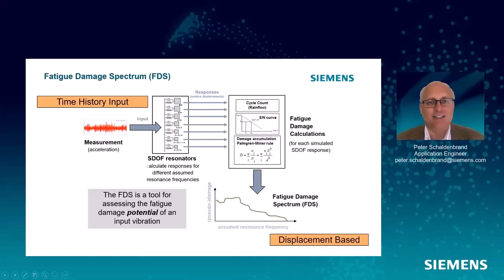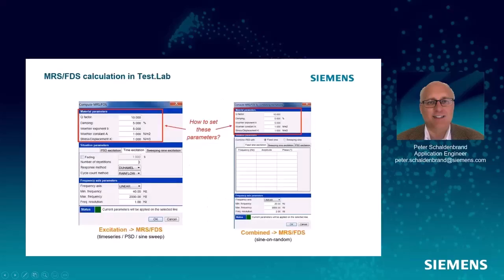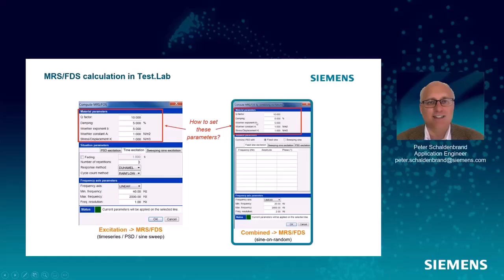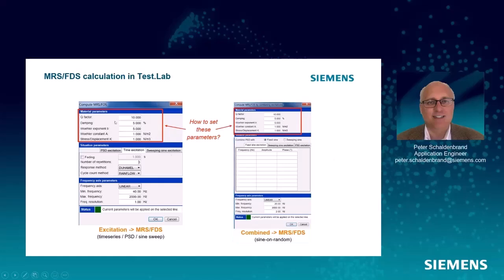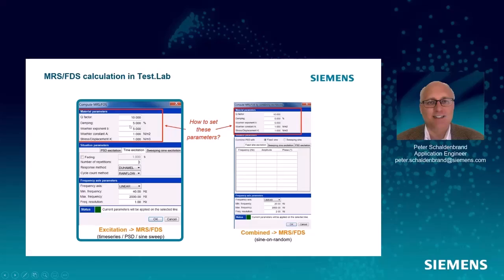So the MRS is the Maximum Response Spectrum, shock response spectrum, and the FDS is the Fatigue Damage Spectrum. When you calculate these, there are certain things you have to specify. We're not going to cover this in too much detail, but on the right here we can also calculate these on combined modes tests. So if you wanted to get an FDS on a sine on random or random on random, you can do that here. We're going to focus on this standard application.